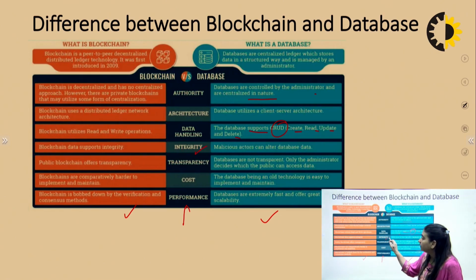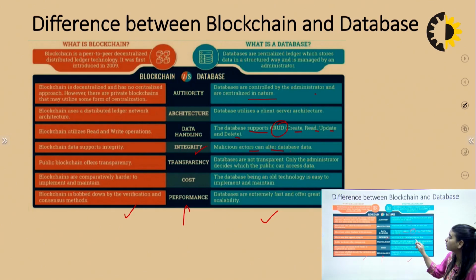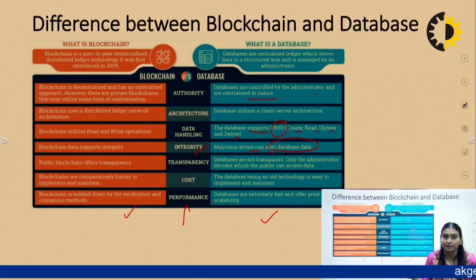Then we have integrity. Blockchain has many features for security, and it supports integrity also. Integrity means data is the same at the receiver end as it was at the sender end. On the other hand, malicious actors can alter the database data. Traditional databases are quite less secure in comparison to blockchain. Definitely, we don't have that many advanced techniques in traditional databases.